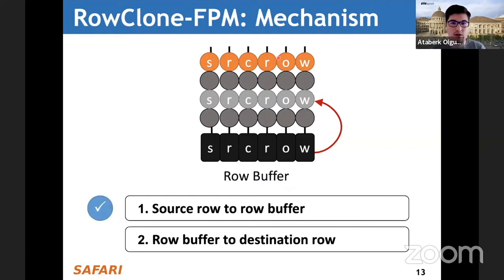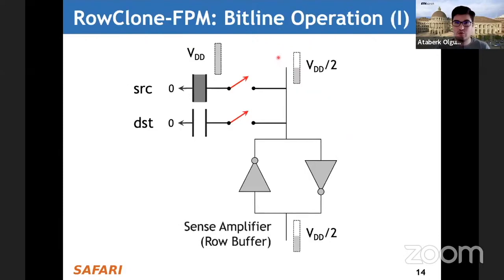It's already supported, but it's unclear how we can make a minimal amount of changes to support step 2. And now I will describe how RowClone proposed doing it, the key idea of RowClone full parallel mode. Here we have 2 DRAM cells on the same bit line connected to a sense amplifier, and we want to copy data from source cell to the destination cell.